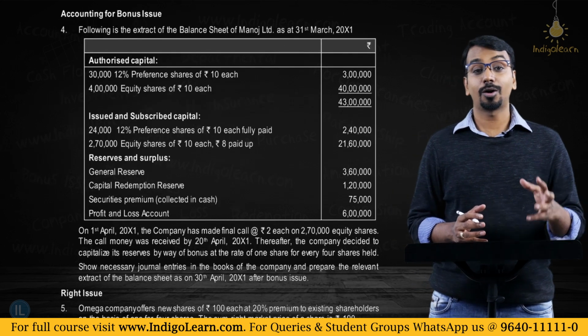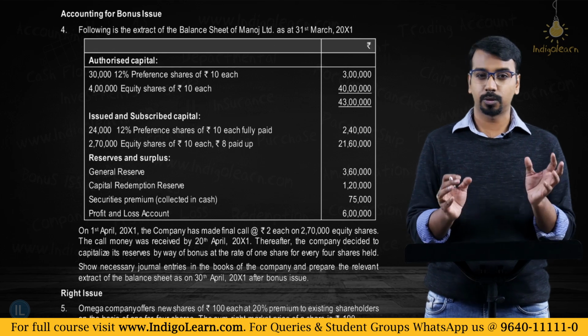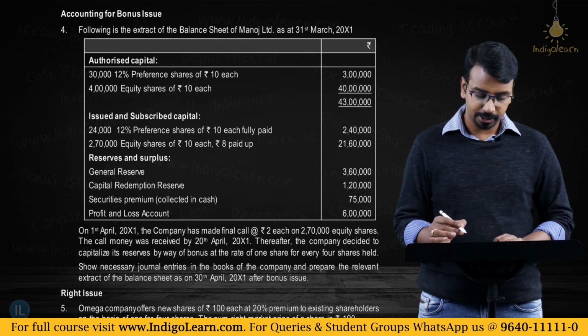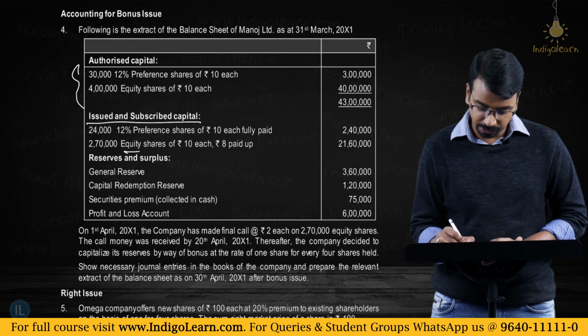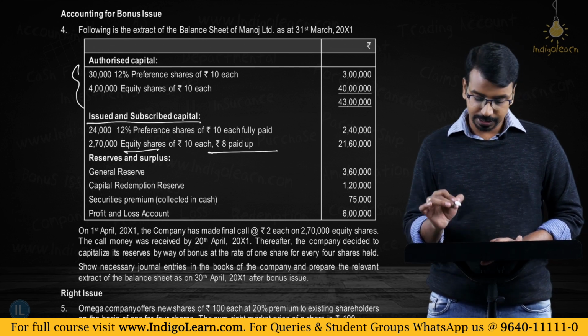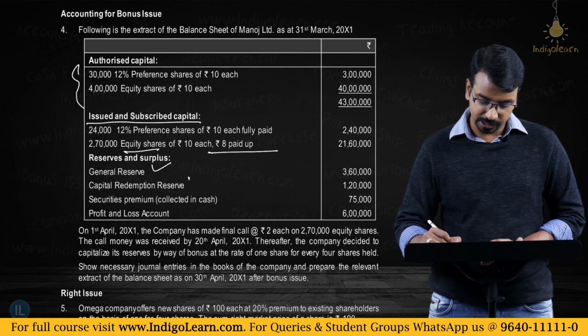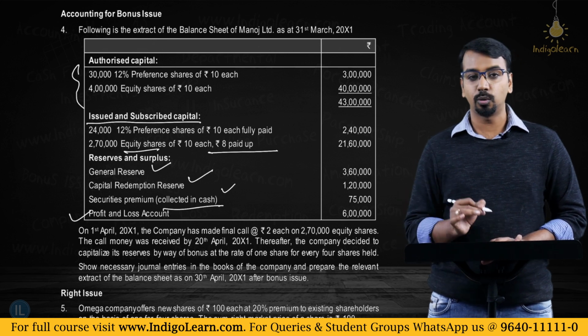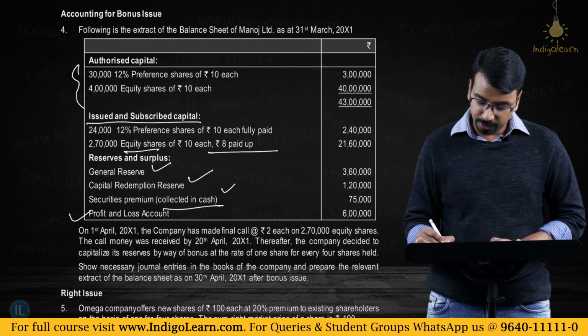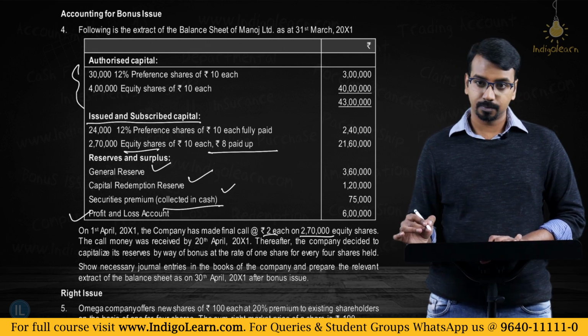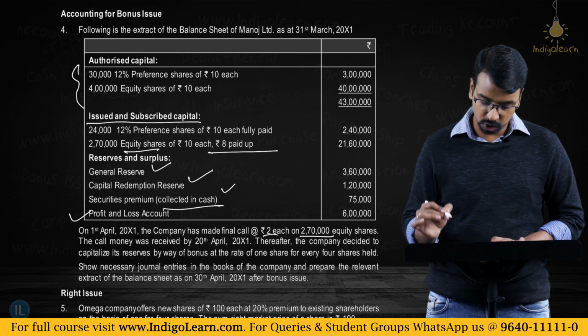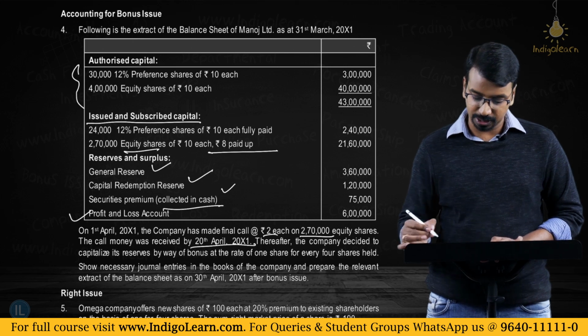The next question is on accounting for bonus issue, which is a very straightforward question. Still we'll just have a quick look at it. It has given authorized capital and issued and subscribed capital, and they have mentioned that equity shares are 8 rupees paid up. Then they have given information of general reserve, CRR, securities premium collected in cash, and profit and loss account balance. Now the company made a final call of rupees 2 each on 2,70,000 equity shares. So for this you will need to pass a journal entry. The money was received by 20th April, that's fine.